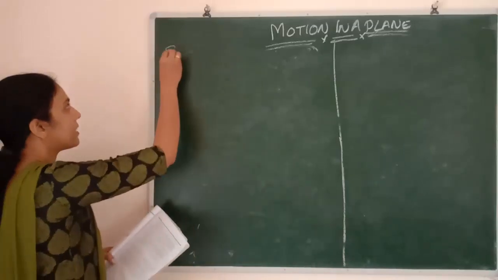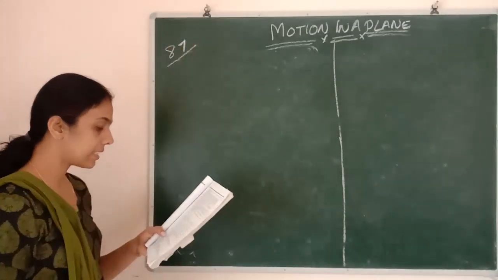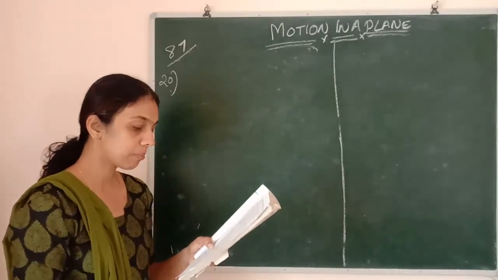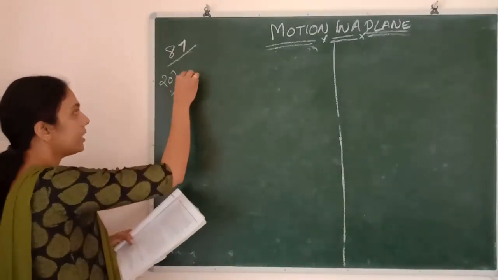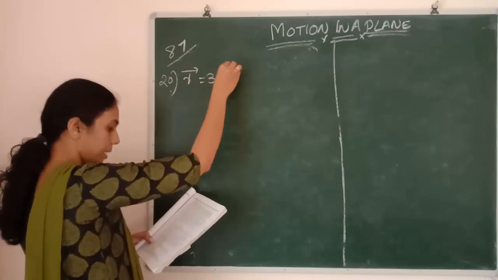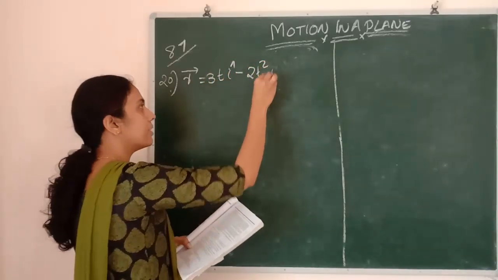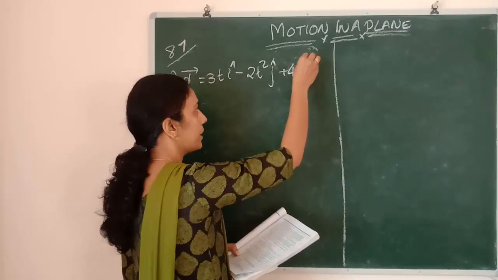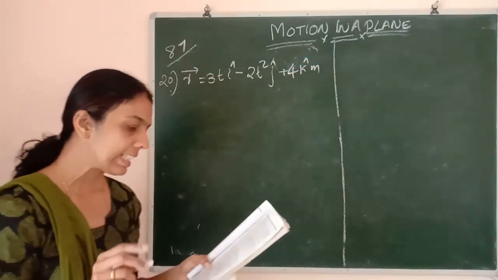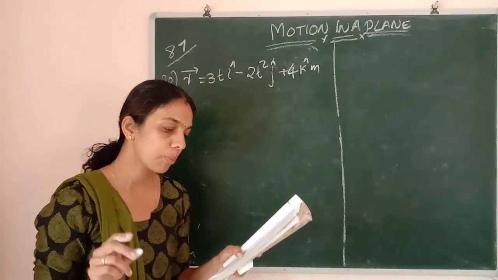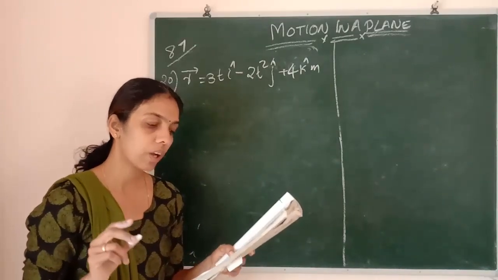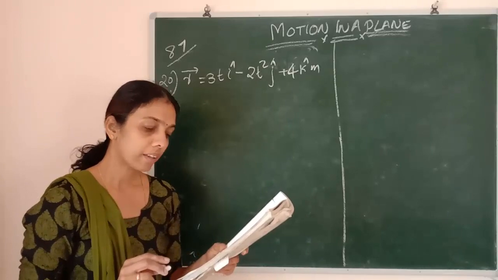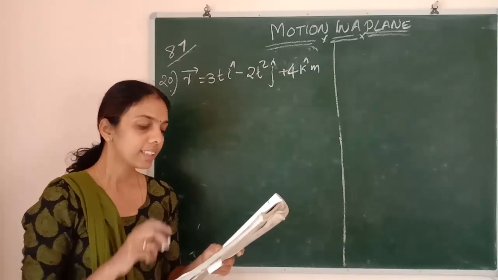That is on page number 87 of your textbook, the 20th question. The position of a particle is given by vector r equals 3t i cap minus 2t square j cap plus 4k cap meters, where t is in seconds and the coefficients have the proper units for r to be in meters. Find the velocity and acceleration of the particle. What is the magnitude and direction of the velocity of the particle at t equals 2 seconds?